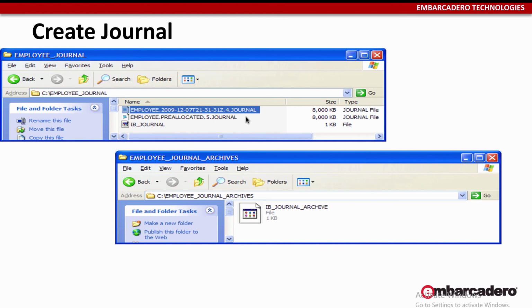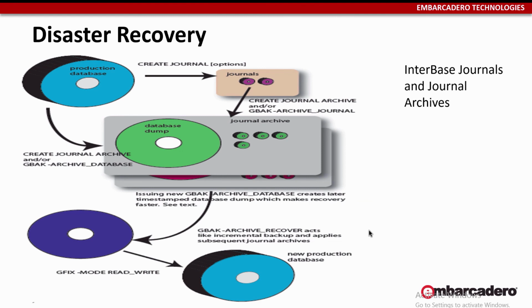So by default, disaster recovery recovers everything until it possibly can, but you also have the ability to say, I want to recover until a certain time. Here's a visual on what InterBase journals and journal archives look like.